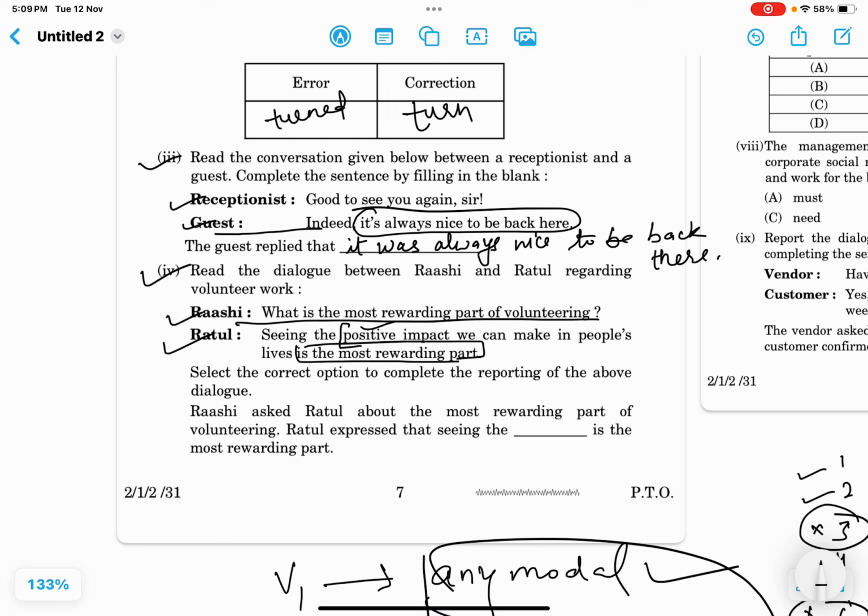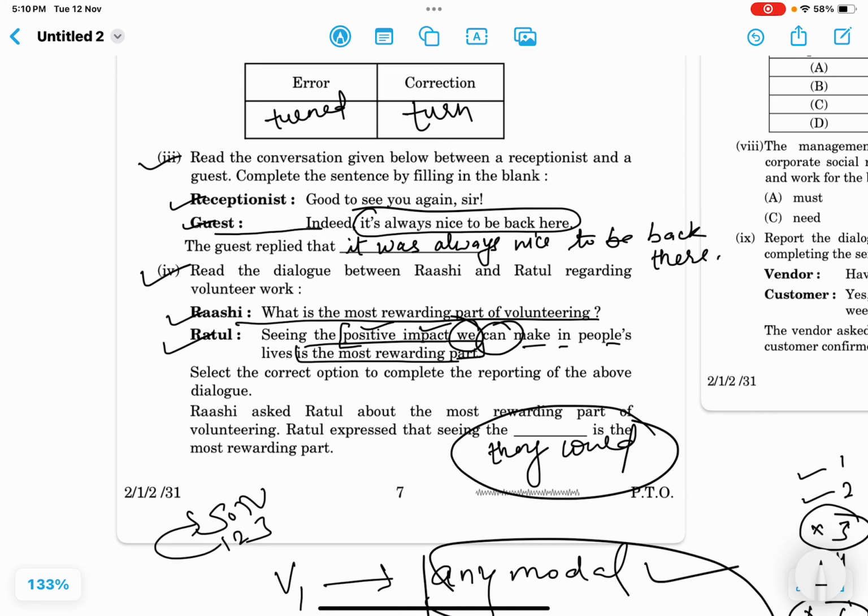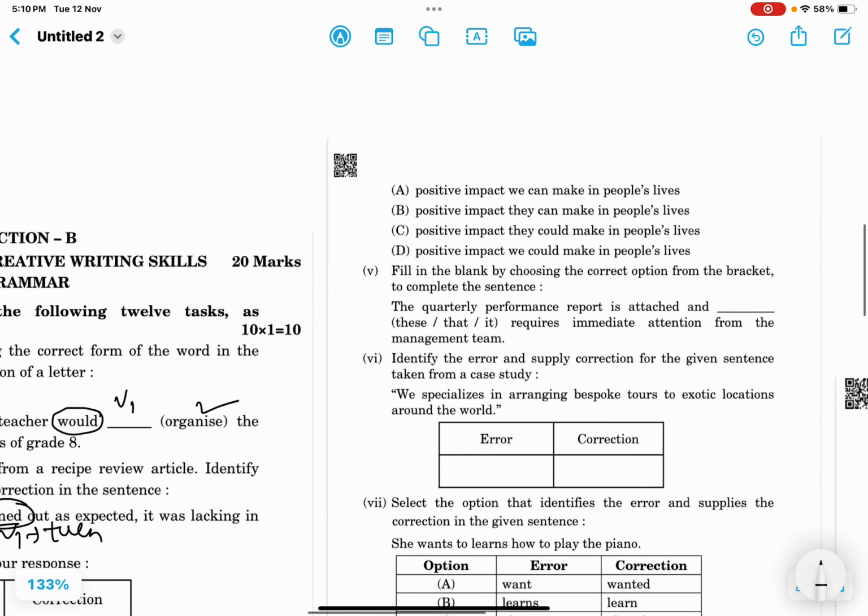Okay, so seeing the positive impact we, which person is it? This is first person, change according to subject. So the positive impact they, and then can change into could, make will remain as it is in people's lives. The rest of the part is already given. So we need to see these two keywords, right? So here different options have been given. Positive impact we can, they could, or we could. So here it is the keyword that we are to find out. So C is the correct answer.